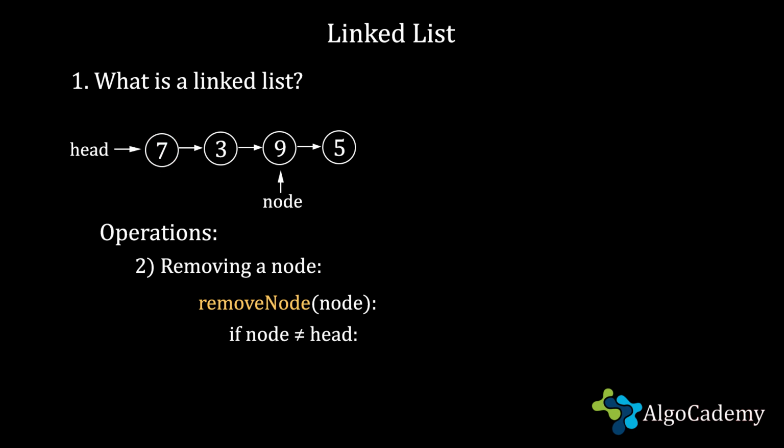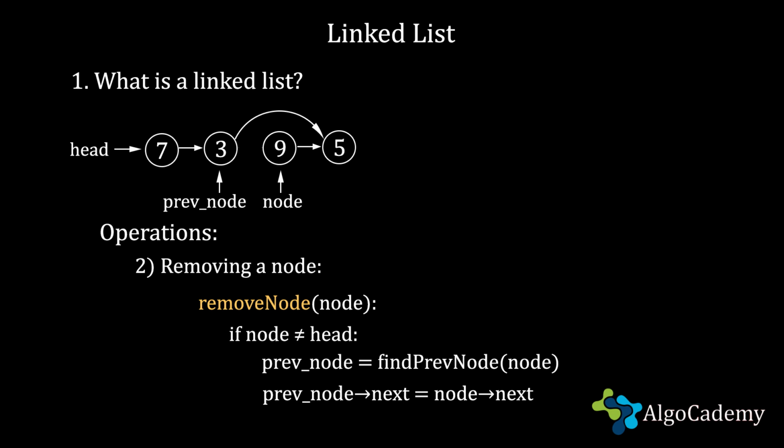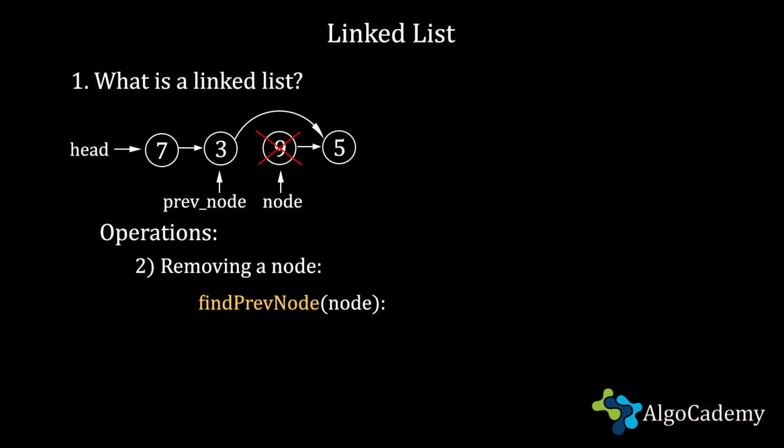If node is not the head, then we need to know what is the previous node in the linked list. So let's say we write a function that will find the previous node of some node in a linked list. And once we know this previous node, all we have to do is link it to the node that comes after our argument node. And then, of course, delete that node to release its memory. The problem is that finding the previous node is not so easy.